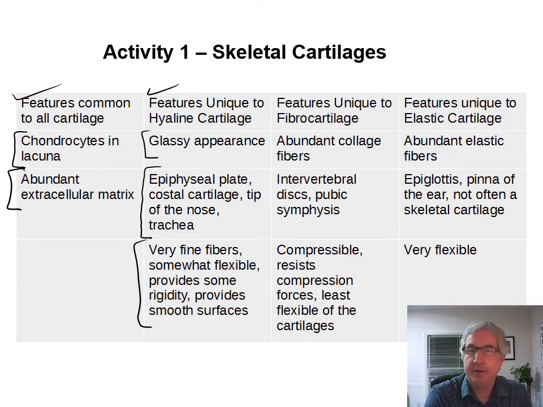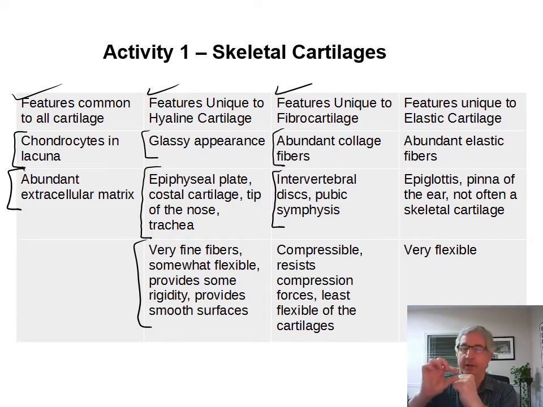Fibrocartilage, another way of thinking of it is fibrous cartilage. It has very easily visible fibers in it. There are abundant collagen fibers, and this type of cartilage is found in the intervertebral discs. So you have a vertebra and a vertebra, and you have a disc between. When you jump up and down, the vertebrae don't pound against each other; they bounce against the disc. So it provides cushioning.